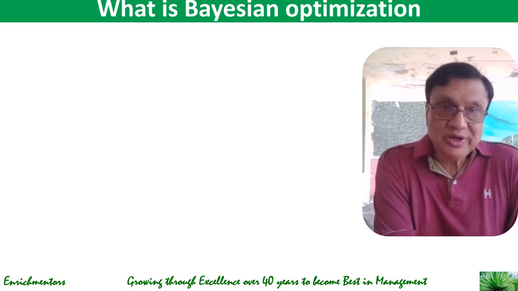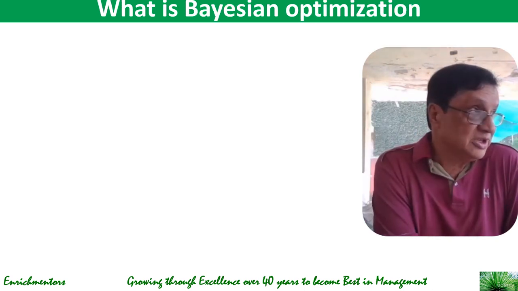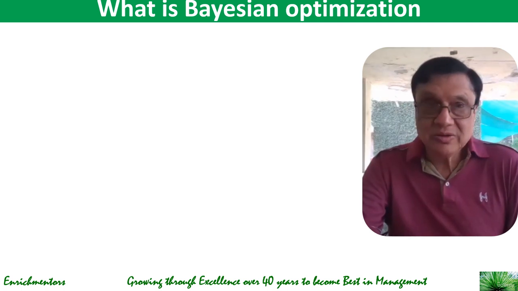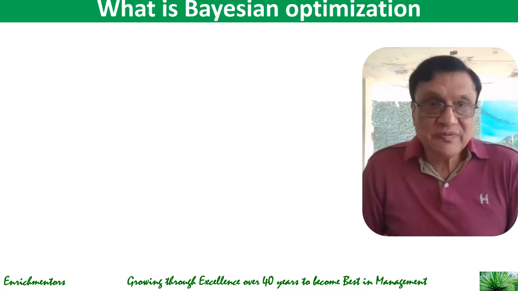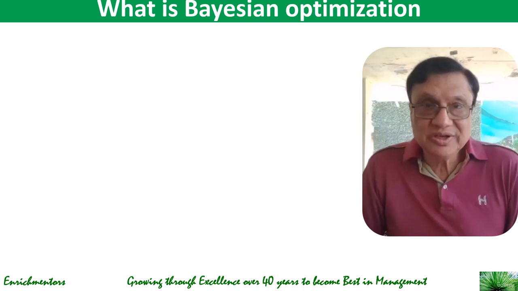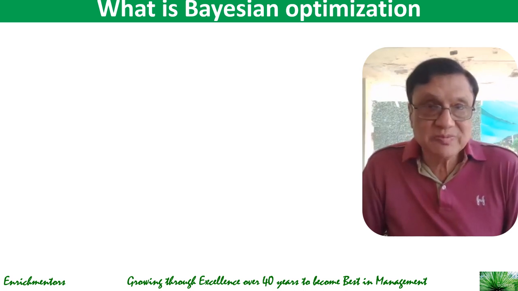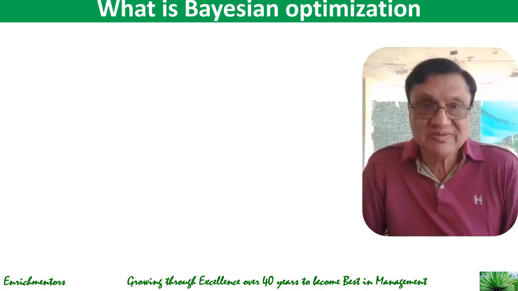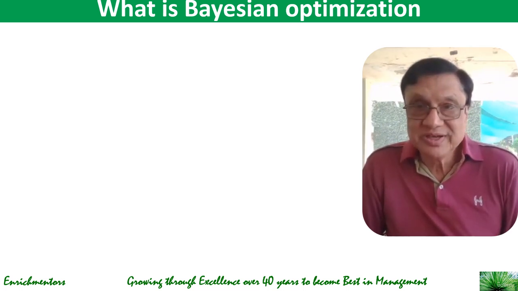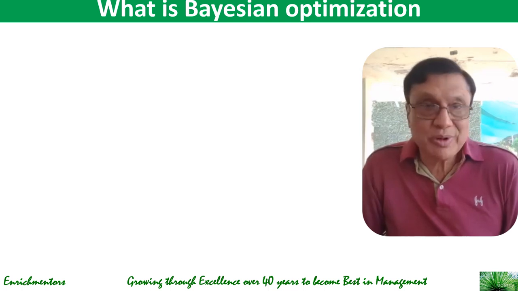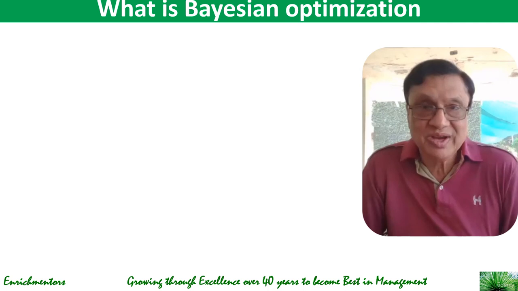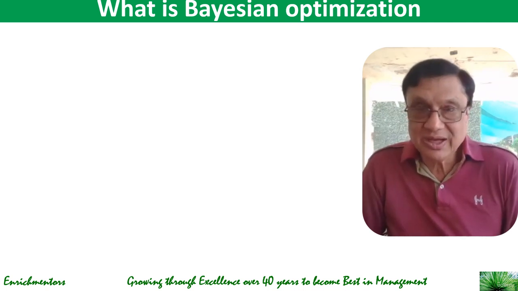Then let's take a look at Bayesian optimization. What is Bayesian optimization? Bayesian optimization is a sophisticated method for hyperparameter tuning, especially useful when dealing with an expensive to evaluate objective function. Unlike grid search and random search, which explore the hyperparameter space by exhaustively evaluating predefined points or randomly sampling points, Bayesian optimization builds a probabilistic model of the objective function and uses it to select the next set of hyperparameters to evaluate. Now, how does this work?